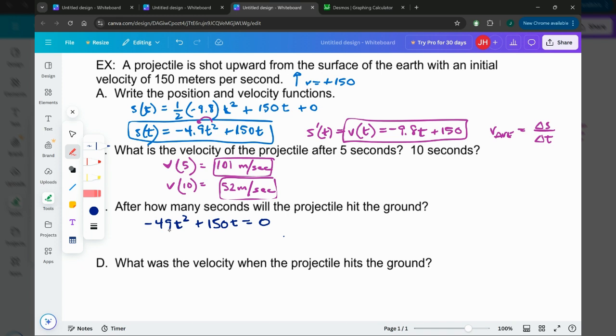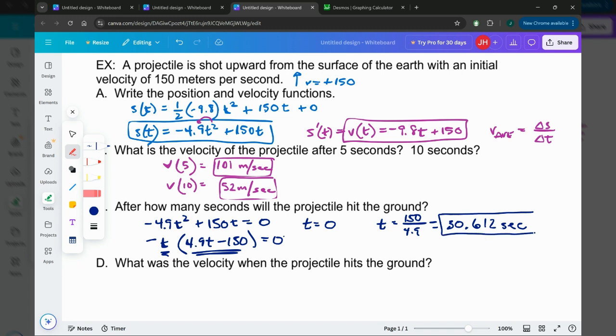I could also do this. I could take out a negative t, and I'd be left with 4.9 t minus 150 equals 0. And if I set this t equal to 0, that's obviously when it took off. If I set this factor equal to 0, I get t equals 150 over 4.9. And 150 divided by 4.9 is about 30.612 seconds. It takes 30.612 seconds for that projectile to hit the ground again.